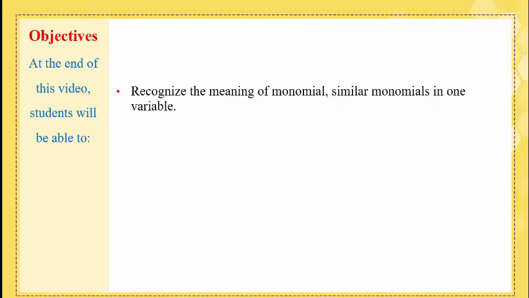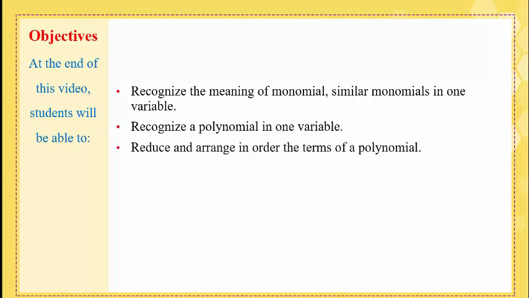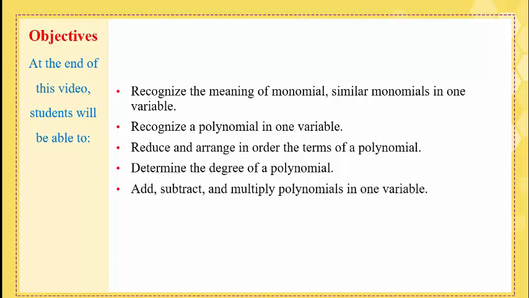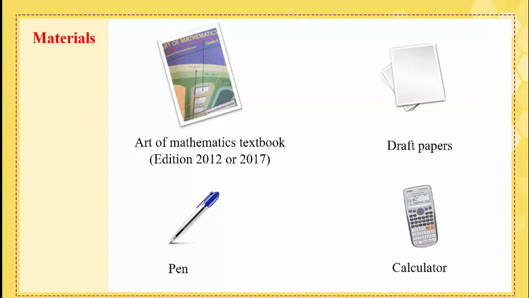Our objectives are: recognize the meaning of monomial and similar monomials in one variable. Recognize a polynomial in one variable. Reduce and arrange in order the terms of a polynomial. Determine the degree of a polynomial. Add, subtract, and multiply polynomials in one variable. We need the following materials: textbook, draft papers, pen, and calculator.